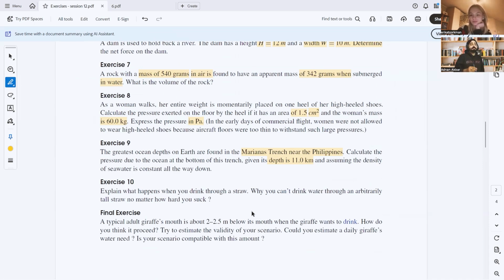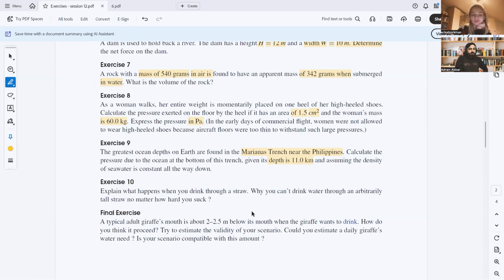As we suck some liquid like a juice, we compress our cheeks a little bit like this. We actually reduce our internal pressure within the mouth. As a result, due to the atmospheric pressure on the straw, the liquid moves up into our mouth and we suck and enjoy.